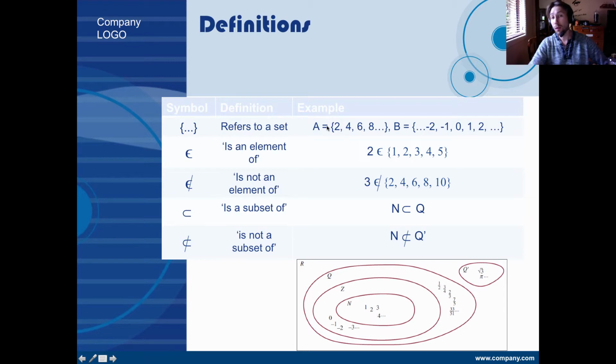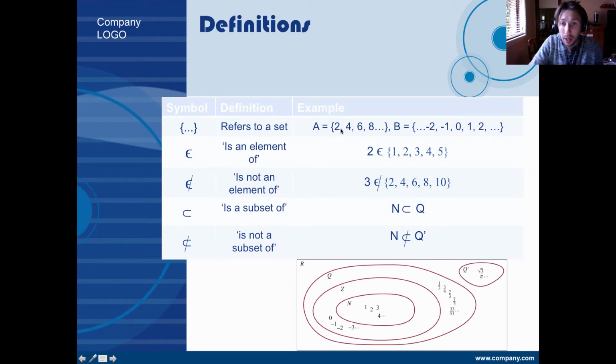Alright, when referring to sets, we can actually give them a name, such as a capital letter A or B, like you've got here. And like I said, those dots show you that they go on forever. So these are sets. Now, an element of a set is something that's within that set.